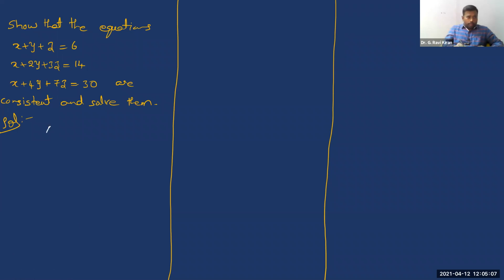Right, so to verify all this, we need to first write its matrix form. So if you write its matrix form, see what equations you have. The first equation is x plus y plus z equals 6. If you write the coefficients of all the unknowns from this equation, we'll get them like this. You see 1, 1, 1. Then the second row is 1, 2, 3, the coefficients from the second equation. Then 1, 4, and 7.